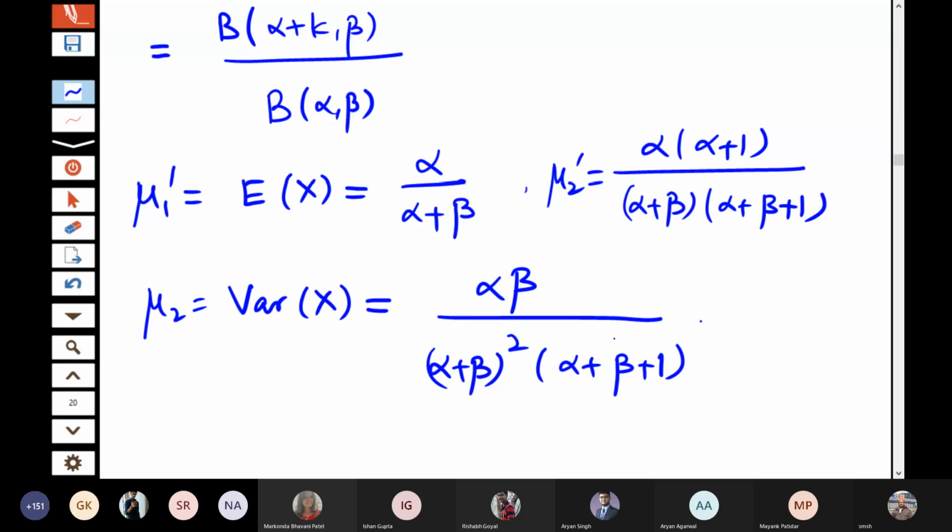So this is another distribution which is used for modeling various kinds of data sets. As I showed you, by choosing alpha and beta appropriately, you can have a lot of varieties of curves here. So is it okay? Yes, sir.